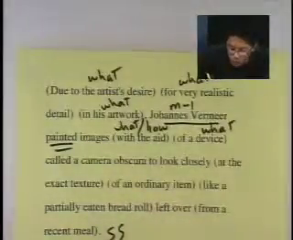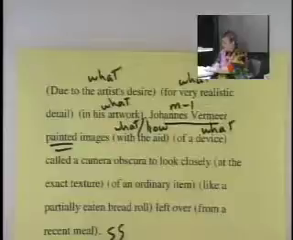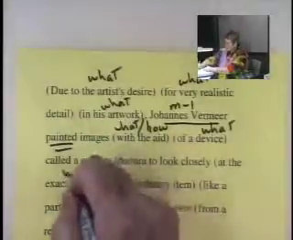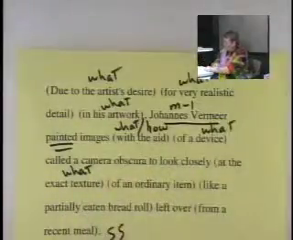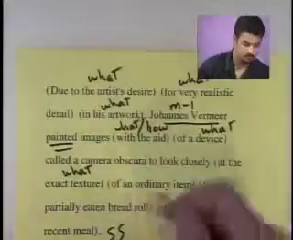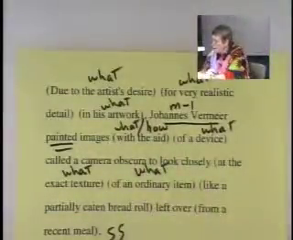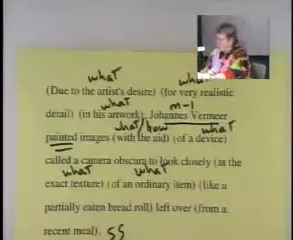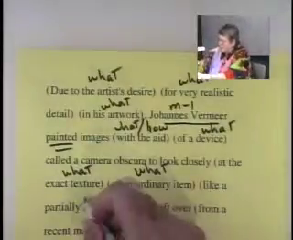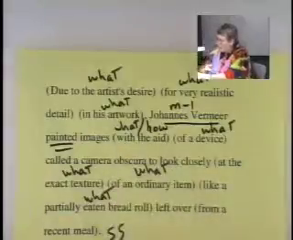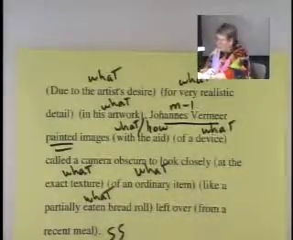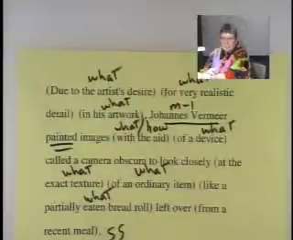Called a camera obscura to look closely at the exact texture of an ordinary item, like a partially eaten bread roll. That's what I want. That's going to be a what? Left over from a recent meal.